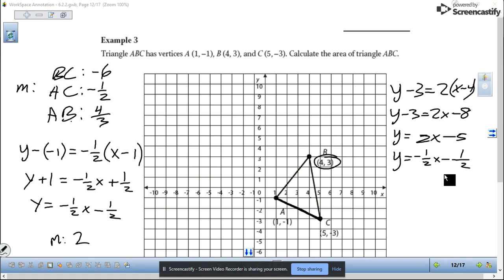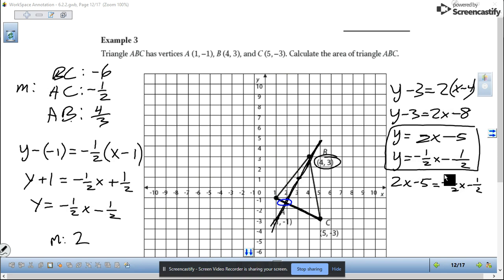Those are perpendicular. My next issue is I don't know where they intersect. So it's up 2, right 1. So here, down 2, right 1, here, down 2, right 1 here. So we're talking about this line right here. So the problem I have now is I don't know where that is. It's not a very nice point. So how can I figure it out? Well, it's where these two things intersect. So 2x minus 5 equals negative 1/2 x minus 1/2.